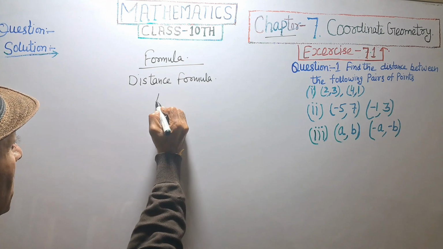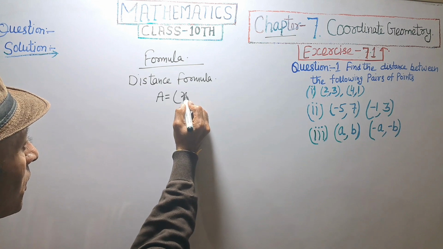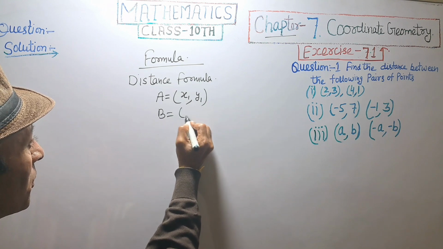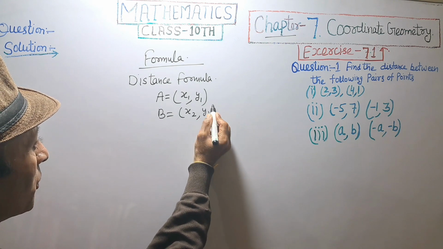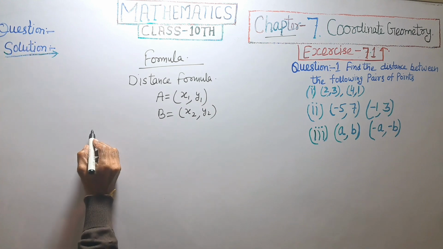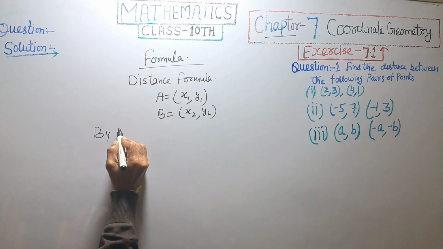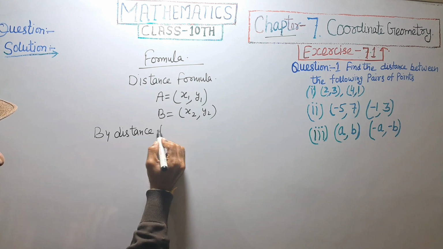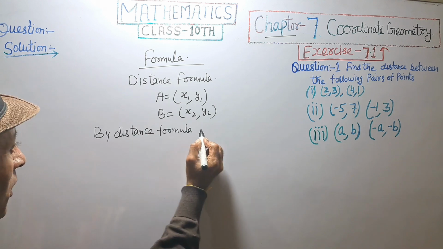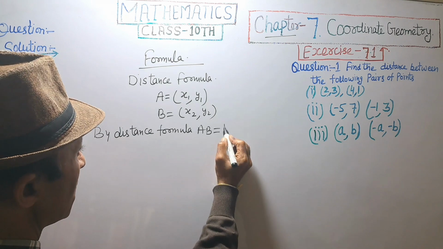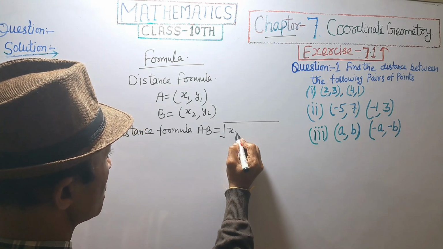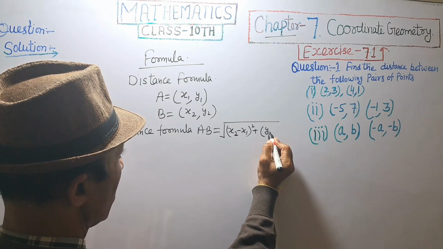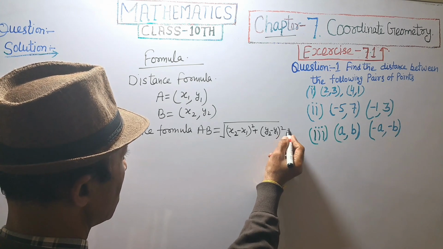Distance formula. Let A be (x1, y1) and B be (x2, y2). By the distance formula, AB can be written as the square root of (x2 minus x1) square plus (y2 minus y1) square.